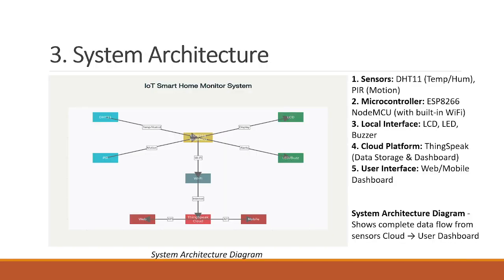Let me explain the system architecture. At the heart of the system is the ESP8266 NodeMCU microcontroller, which has built-in Wi-Fi capability. The DHT11 sensor measures the temperature and humidity. The PIR sensor detects motion for security purposes. Locally, we have an LCD display, LED indicators, and a buzzer for alerts.